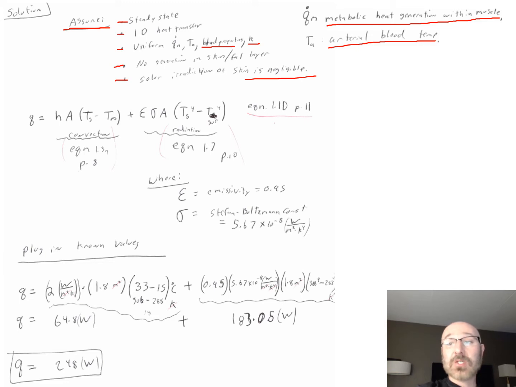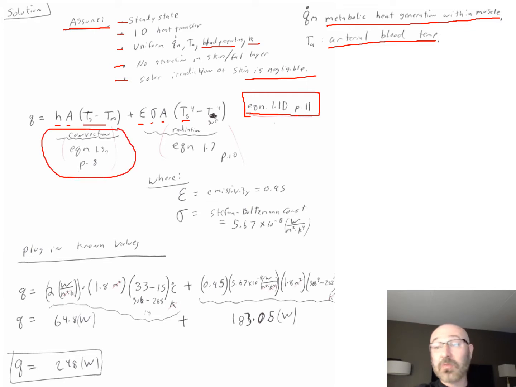So with that information, looking back at all of our given information and what they asked us to solve for, we can see that our governing equation we can use is equation 1.10 in our textbook on page 11. So we can use that as our governing equation right here, where we have our Q is equal to HA times our temperature difference plus our epsilon times sigma times A times our T_s to the 4th minus T surrounding to the 4th temperature difference right there. So when we plug this in, this is for convection right here. For our convection term, this comes from equation 1.3a on page 8, and our radiation equation over here comes from equation 1.7 on page 10.